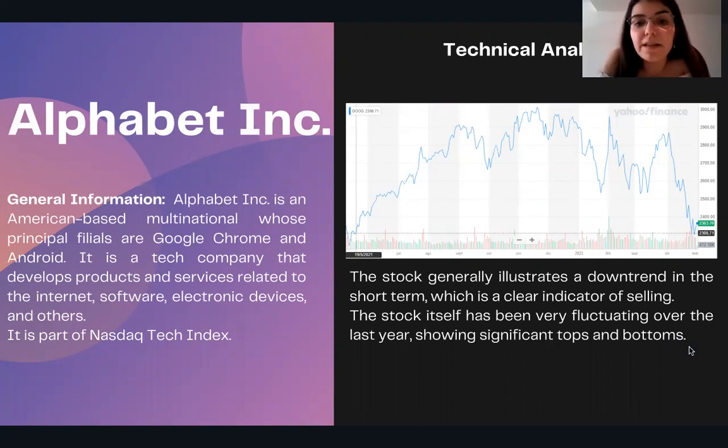So regarding its technical analysis, we can see that the stock illustrates a downtrend, and it's a very significant one. And it has been very fluctuating over the last year, with significant tops and bottoms.